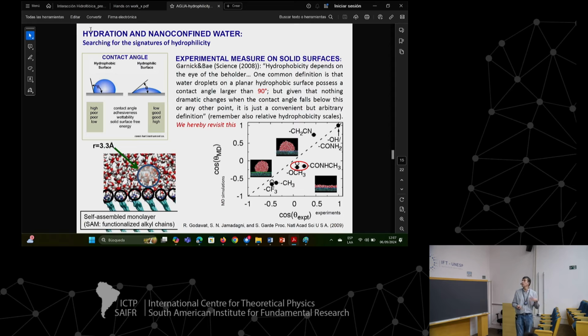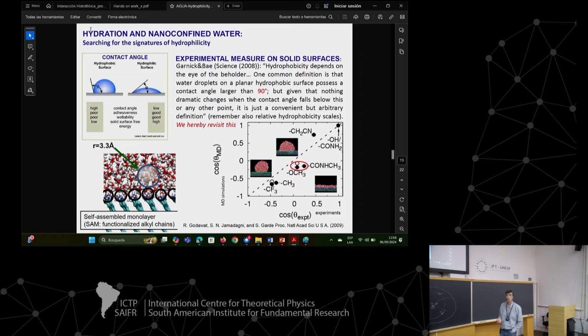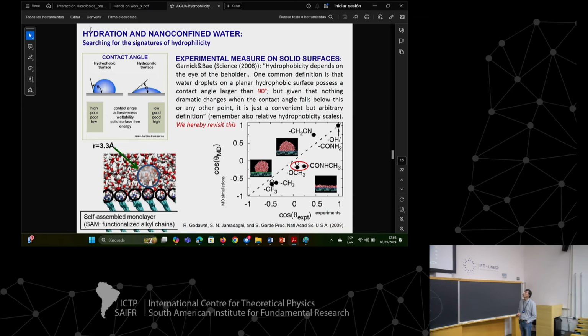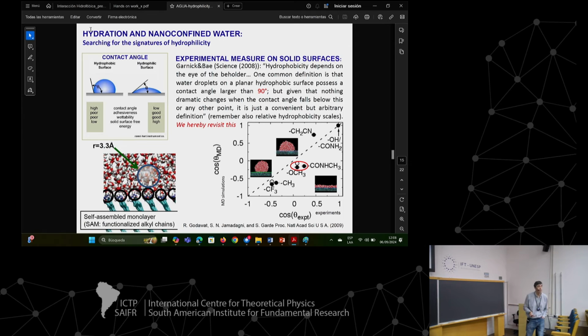Okay, you say when you have a contact angle that is 90 degrees, if you are below this value, you are in a hydrophilic situation, and when you are above that value, you are in a hydrophobic situation. But do you see anything? Is there any molecular descriptor that is changing when you cross this limit? None. Well, we thought that this was a good test for our ideas.